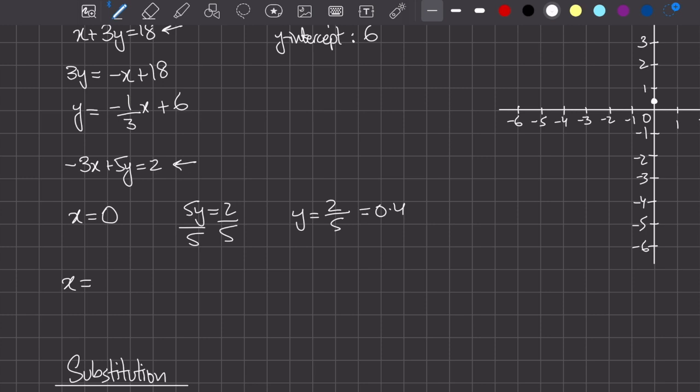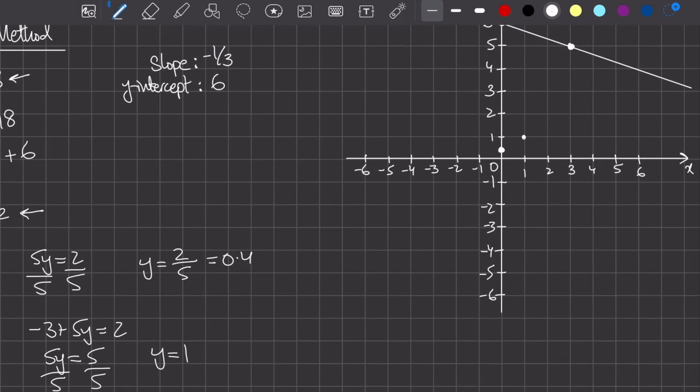Now let's try x equals 1. This results in negative 3 plus 5y equals 2. The 3 adds to the other side and becomes positive. The equation becomes 5y equals 5, dividing both sides by 5 yields 1, producing the coordinate 1, 1. Now we just connect these points and extend the line, so we get a point of intersection, and our answer is verified as x is 6 and y is 4.